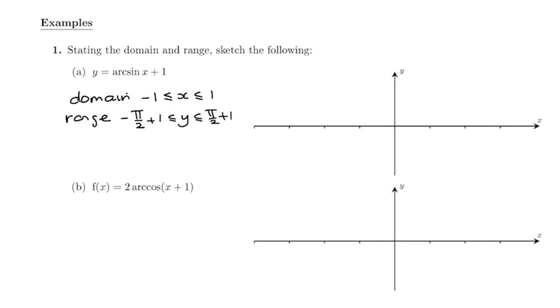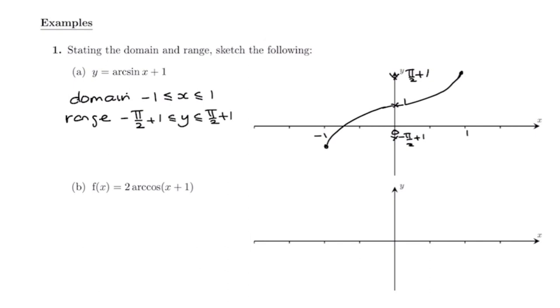So I'm going to draw that now. So my domain, negative 1, 0, 1. Of course, it's going to cross here at 1. This is pi over 2 plus 1, and down here is negative pi over 2 plus 1, and I'm going to have my points. Again, it's just the same shape as arc sine, and it looks a bit like that.